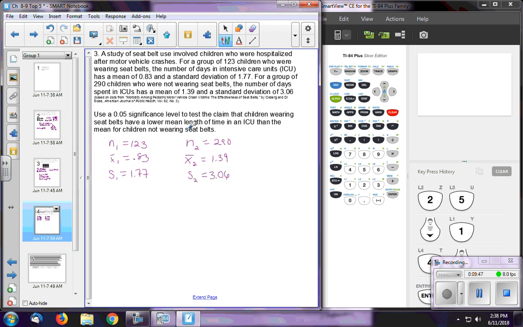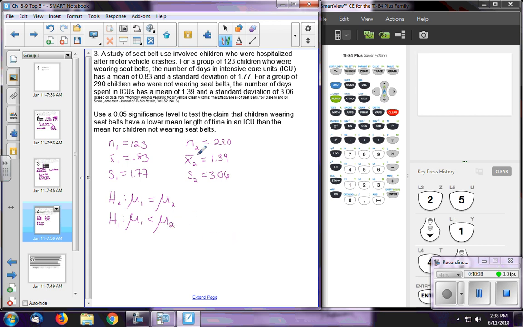So I'm using the subscripts here just to help alleviate any confusion so we don't mix those two things up. We're testing the claim here if children wearing their seatbelts have a lower mean length of time in an ICU than those who did not. So in other words, we want to see if the mean of our children with seatbelts is lower than this mean over here. Do we have enough evidence to conclude that? Our null hypothesis is that those two are in fact the same amount of time. Our alternative, this is what we're investigating, is that the mean of the first is actually lower or less than the mean of the second.